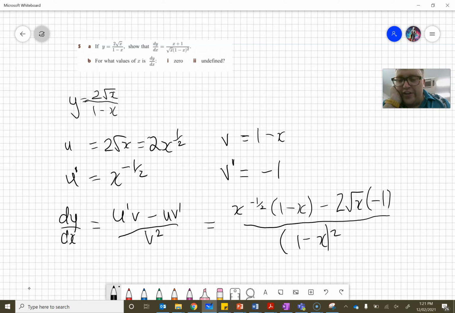Okay. So we look at that and we go, usually this is where we'd leave these. We don't have to simplify them. But part B wants me to find when does this equal 0 and when does this have an undefined value. Okay, so we're going to give that a go now.